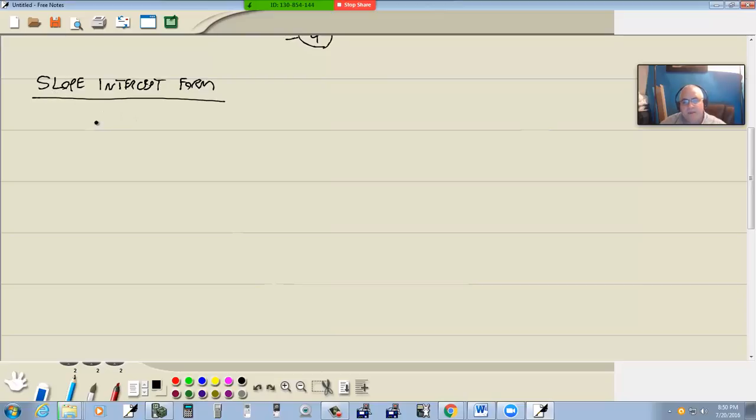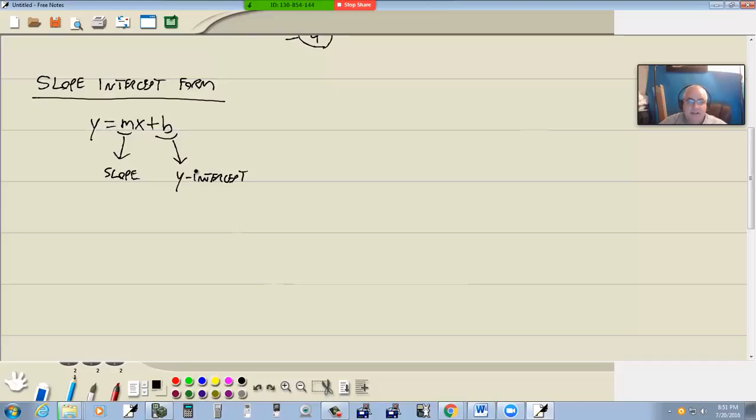Slope-intercept form is when it looks like y is equal to mx plus b, where m and b are numbers. M is going to be our slope, and b is going to be our y-intercept. So if everything's the first power and you can get y by itself, this is slope-intercept form.